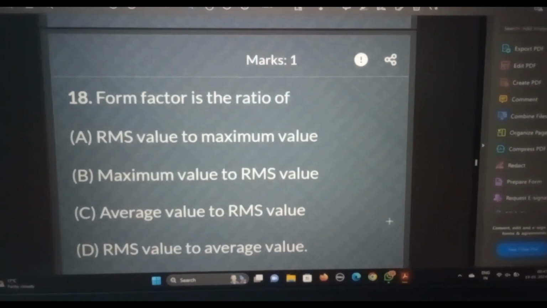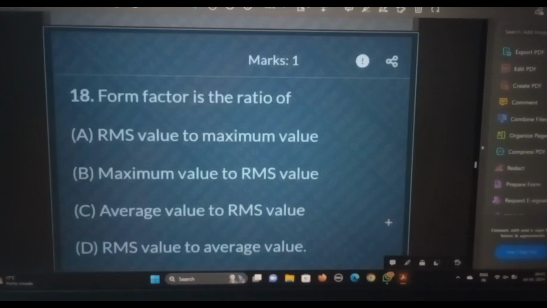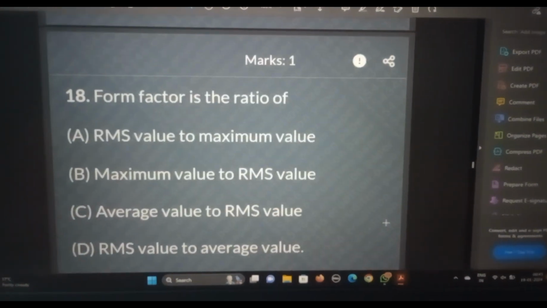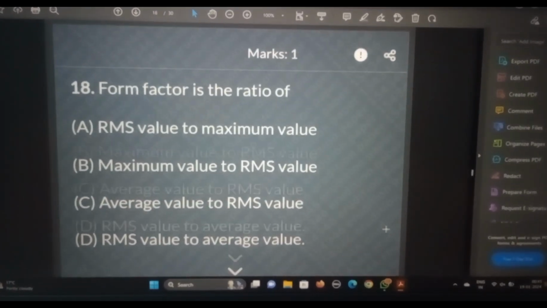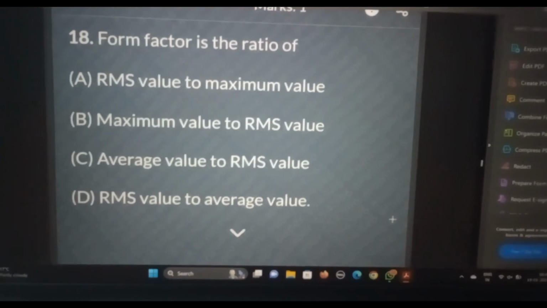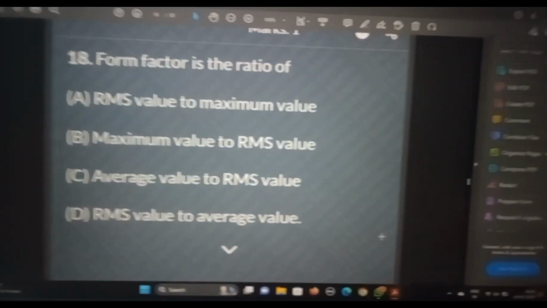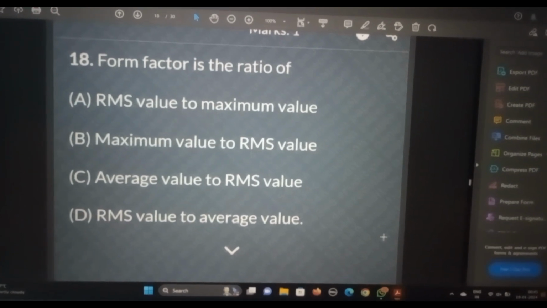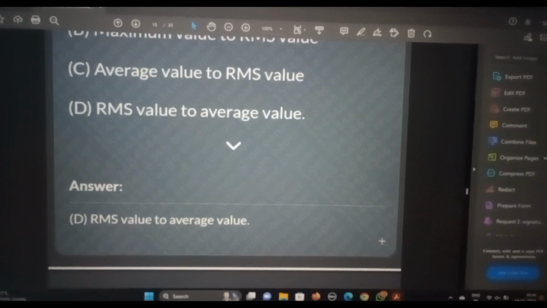Number 18. Form factor is the ratio of, it is very important: option A, RMS value to maximum value; option B, maximum value to RMS value; option C, average value to RMS value; option D, RMS value to average value.